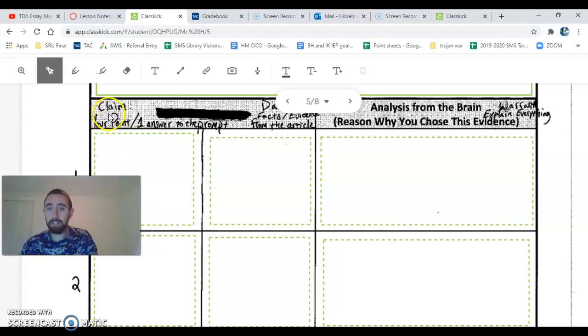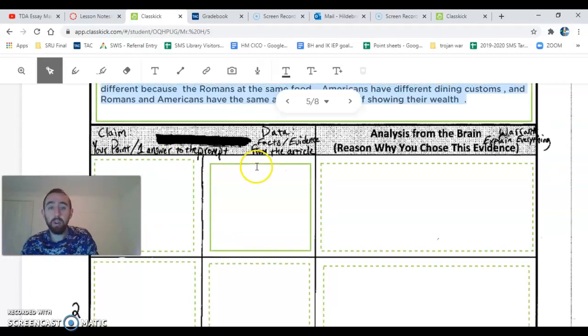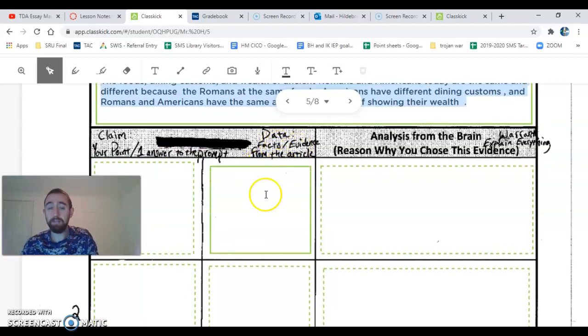So the first box, that's our claim. That's the point we want to make. So that's where you're going to say, hey, the Roman foods are the same as Americans, or the Roman foods are different. Then you move on to your data, your facts and evidence from the article.